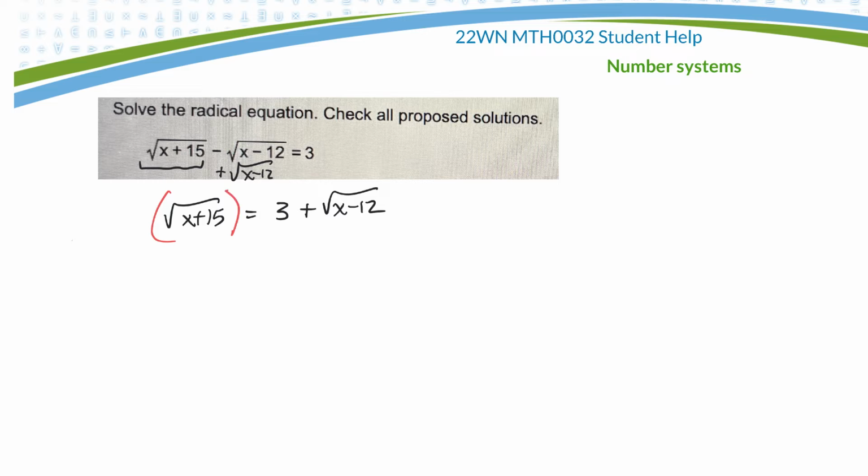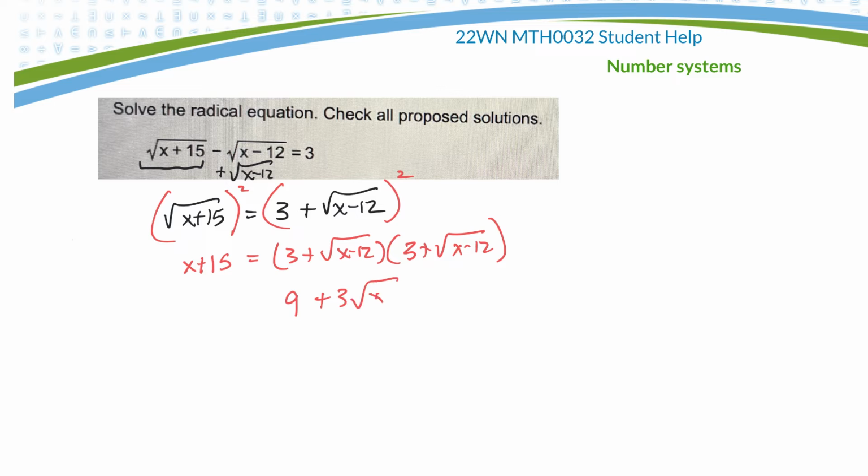Now I can use the power rule, square both sides. So I get x plus 15 is equal to, and we have to FOIL this out. Let me write two of them. Okay, FOIL: 3 times 3 is 9, plus 3 root x minus 12, plus 3 root x minus 12, plus root x minus 12 times itself, or squared, and that square will cancel the square root.